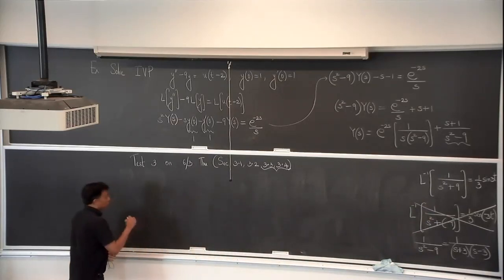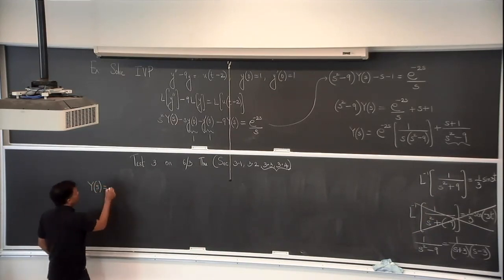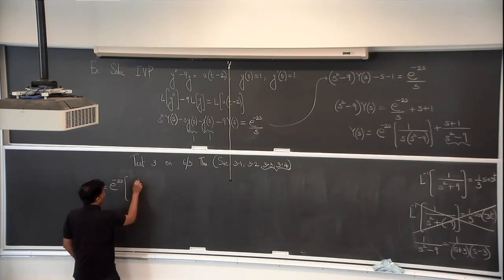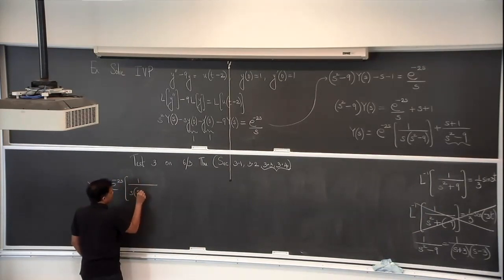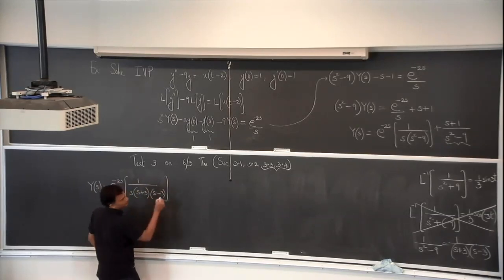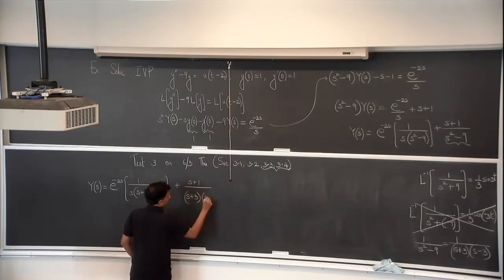So long story short, you have to factor that and write it like this: y of s equal to e to the power of negative 2s times 1 over s times s plus 3 times s minus 3, plus s plus 1 divided by s plus 3 times s minus 3.